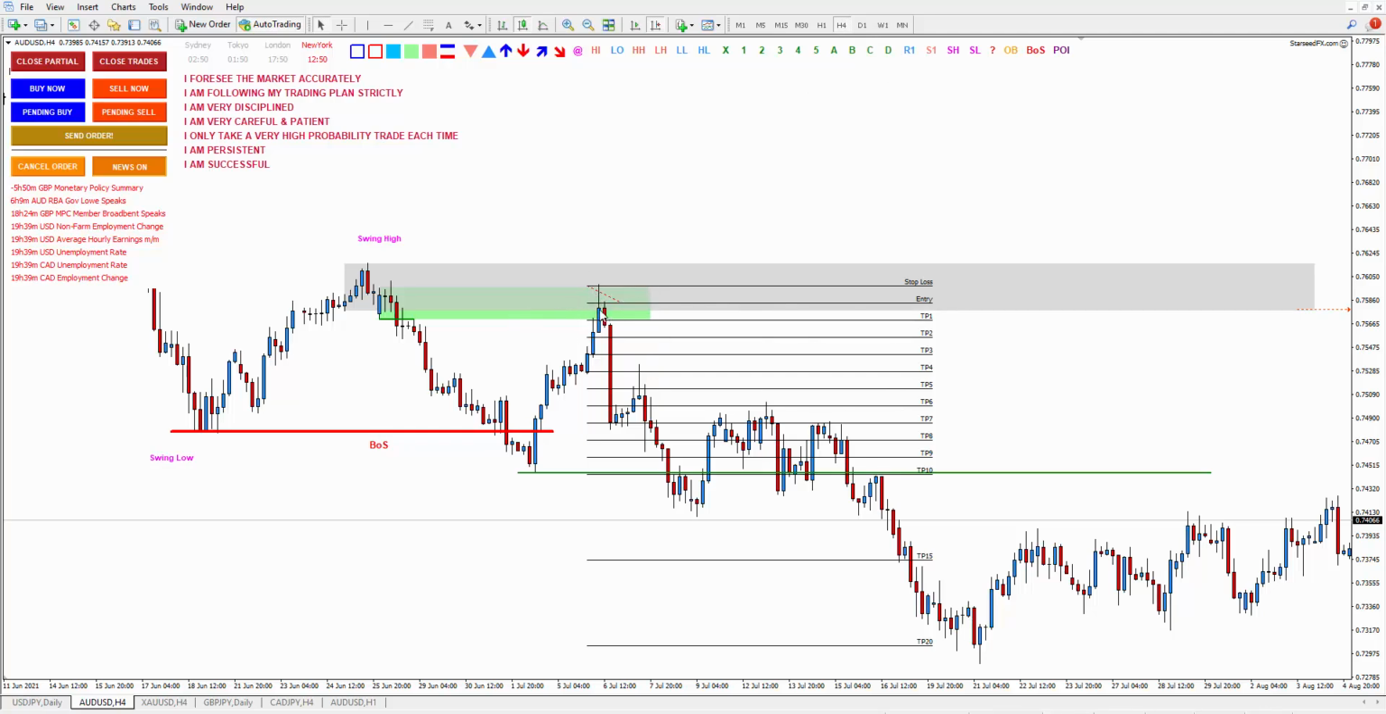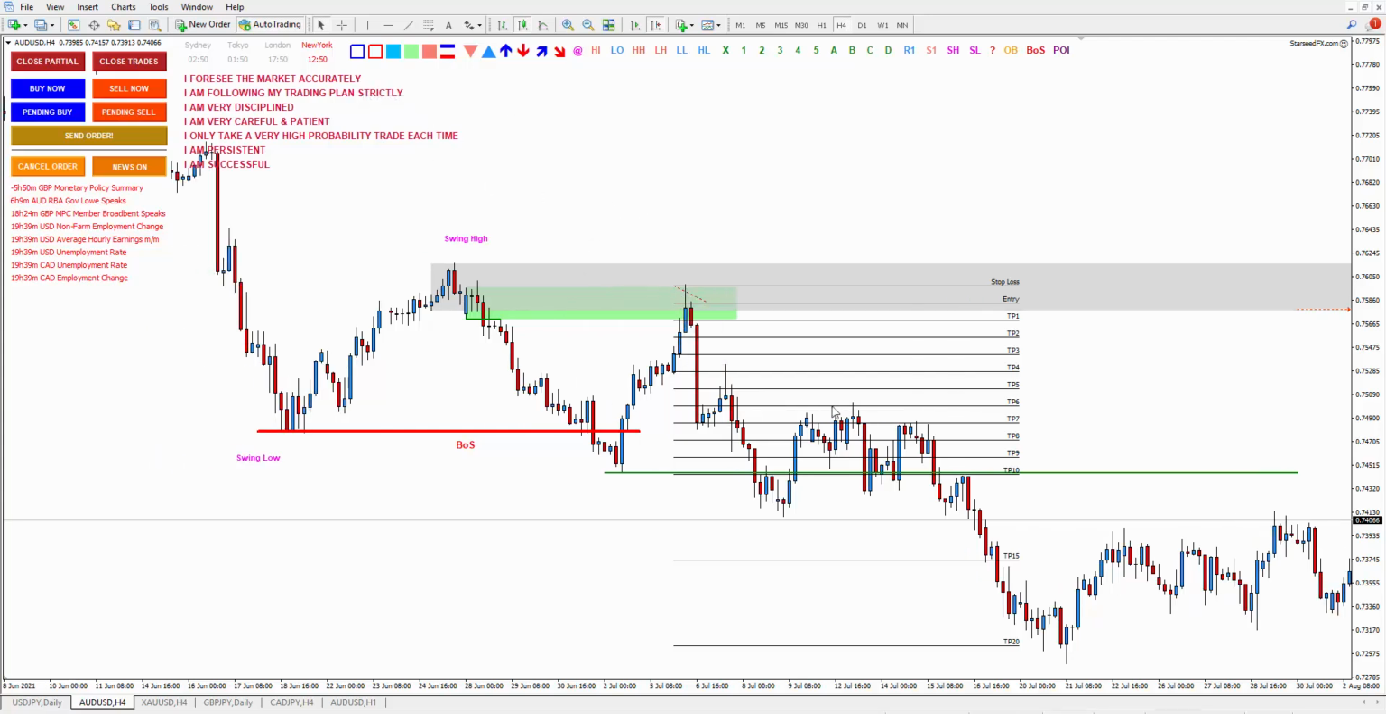So whenever the order block hits your stop loss, if you believe that the market is still going down, I usually re-enter again by placing an order at the same level, the same entry level, and the same stop loss level. That's what I usually do.